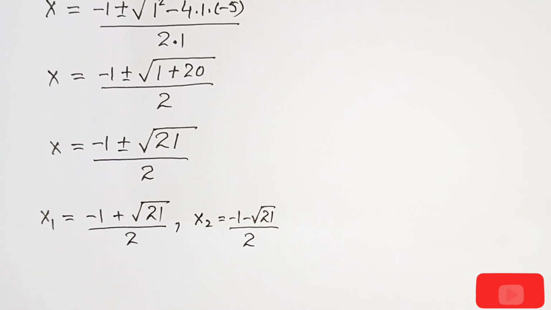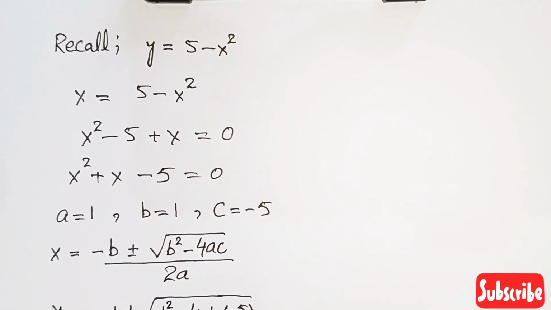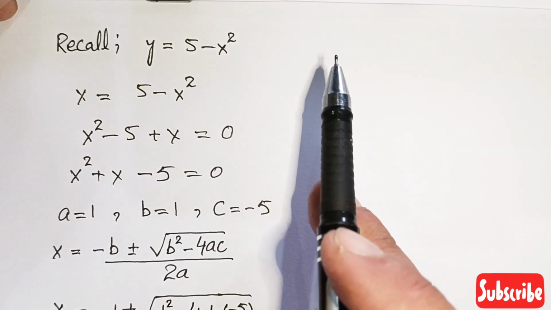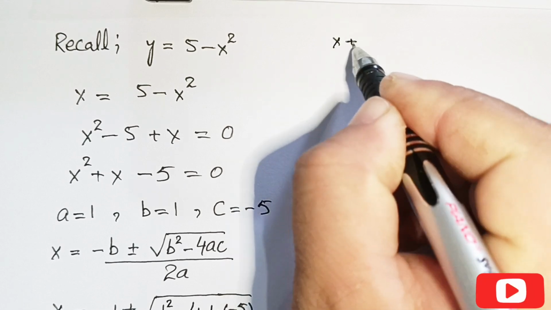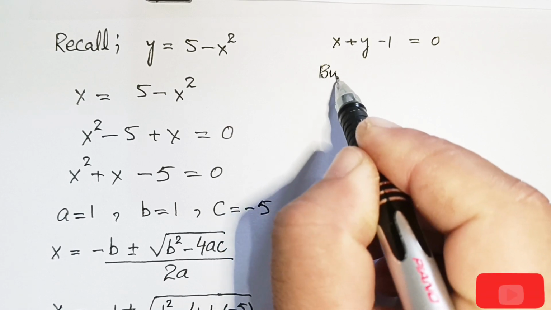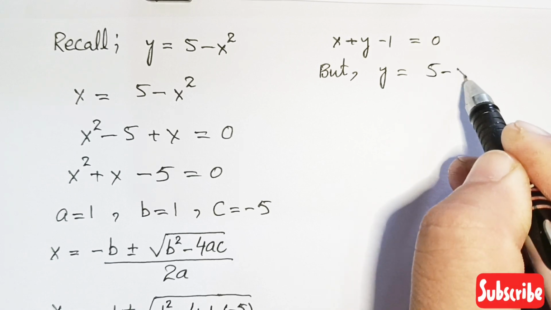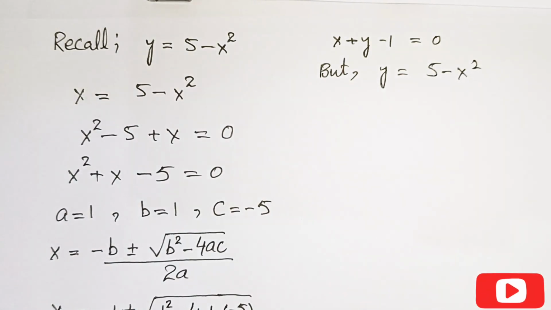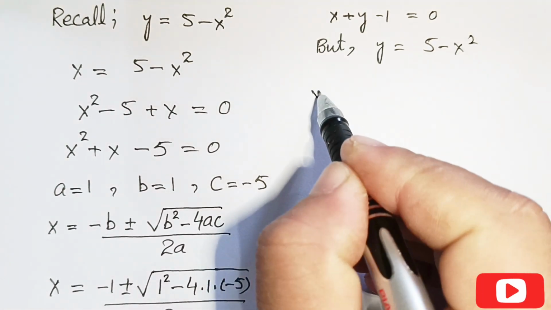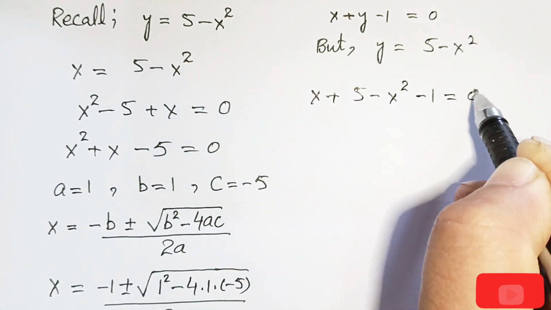Now we are going to solve our second case, that is x plus y minus 1 is equal to 0, but here we have this value of y, which is 5 minus x squared. So now y is equal to 5 minus x squared, then x plus y minus 1 becomes x plus 5 minus x squared minus 1 is equal to 0.